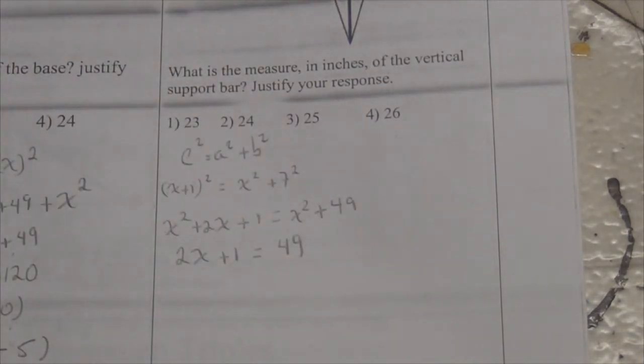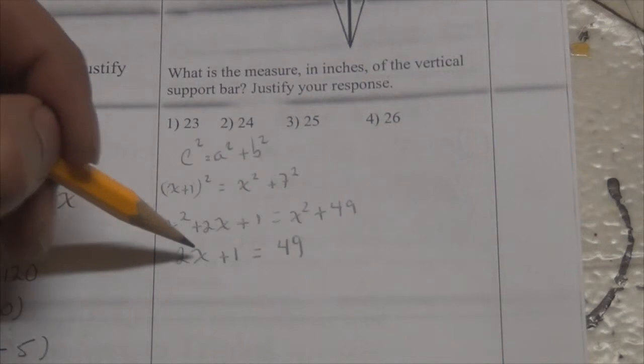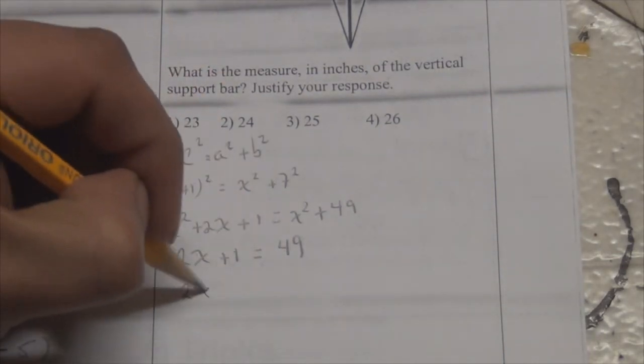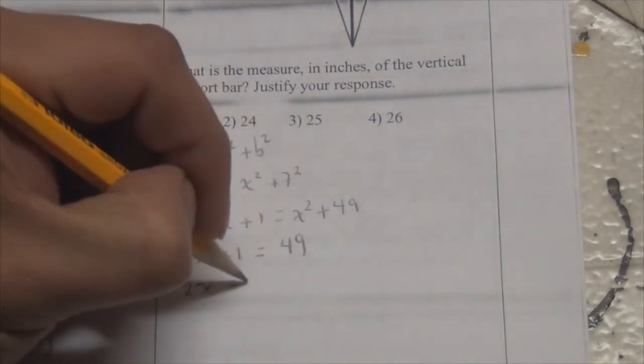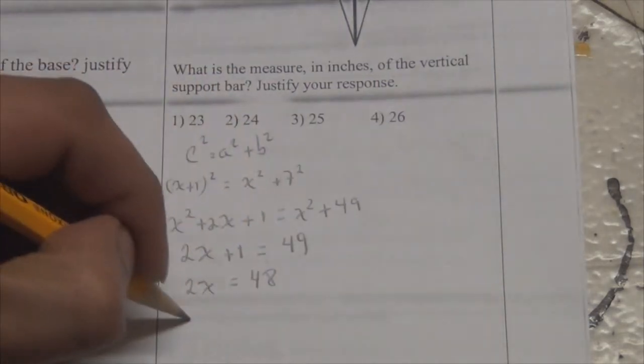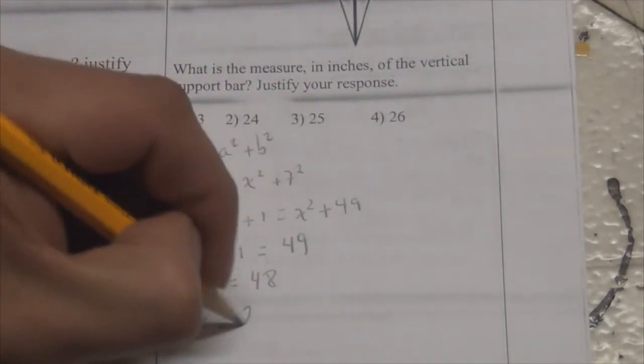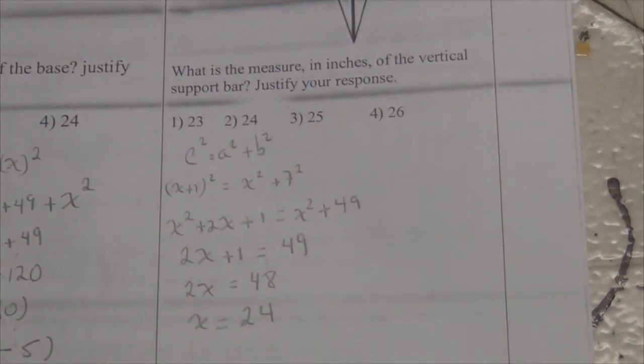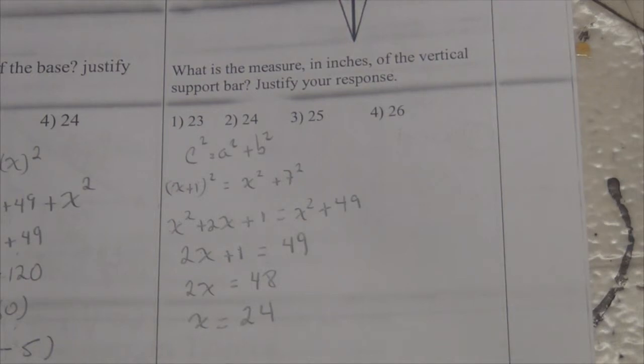It's not a quadratic equation anymore. Now it's just a regular equation. So I'm going to solve for x. I'm going to subtract 1 from both sides, so I get 2x equals 48. Then I'm going to divide by 2. So x equals 24. Alright then. So now you tell me, what is the length of the support beam? Raise your hand if you want to answer. I'll give you 1 point.